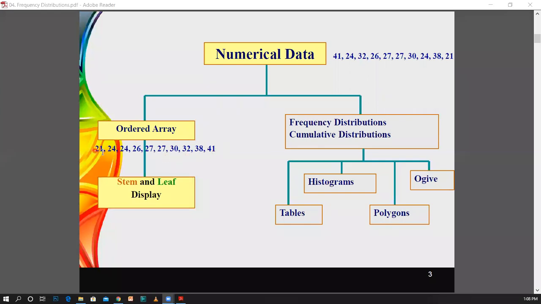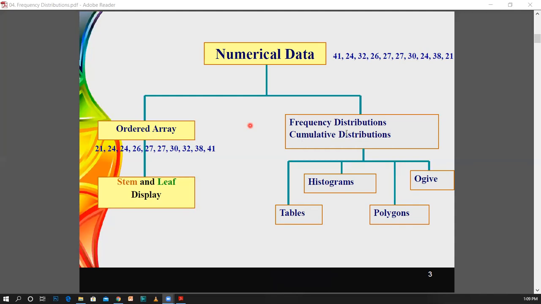Since we have used an order here, either ascending or descending, we can say this is an ordered array of numbers. And if we have an ordered array of numbers, then we can use the stem and leaf display as the data presentation method. We can use this stem and leaf display, or stem and leaf diagram, for this ordered array.